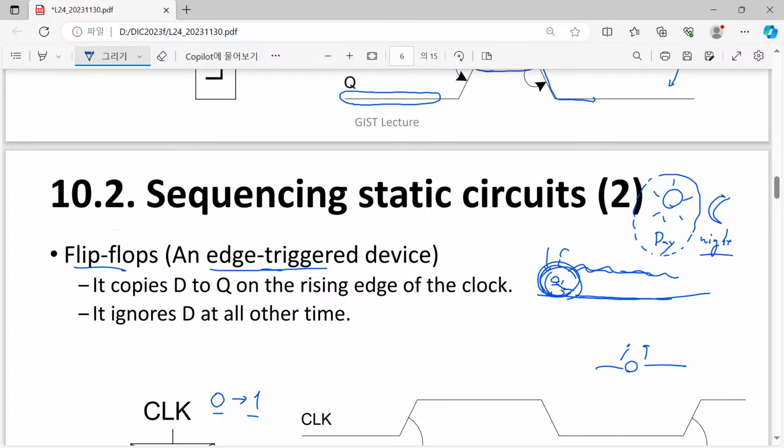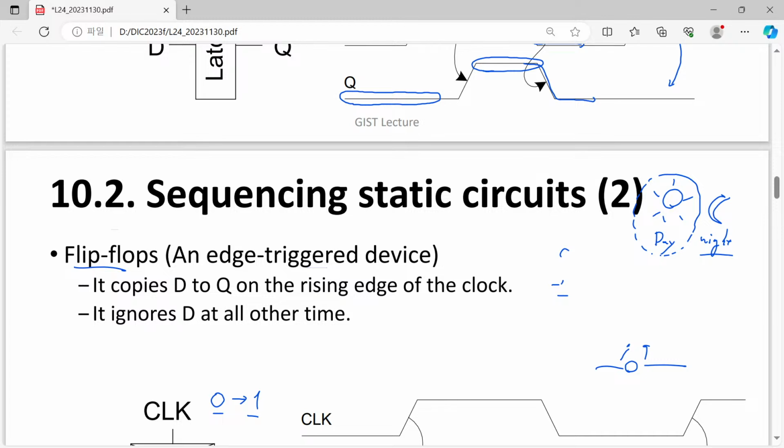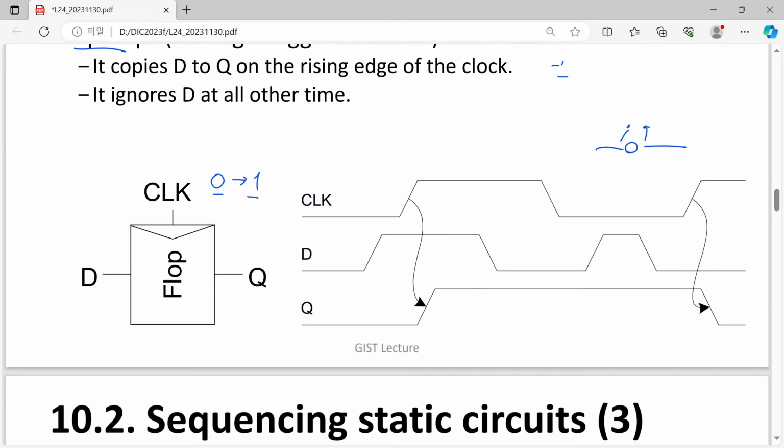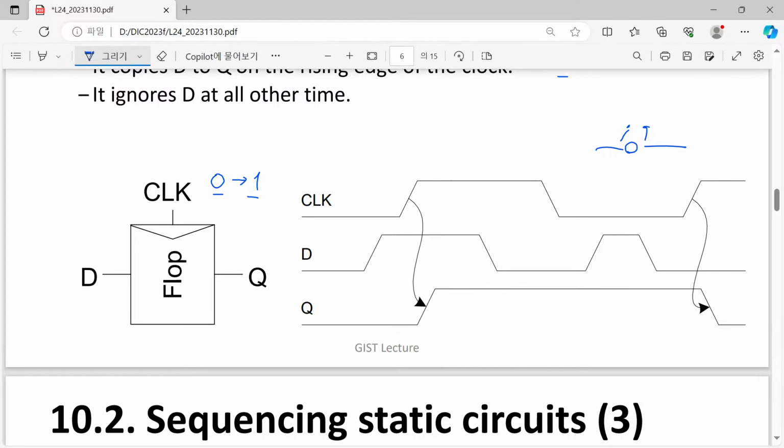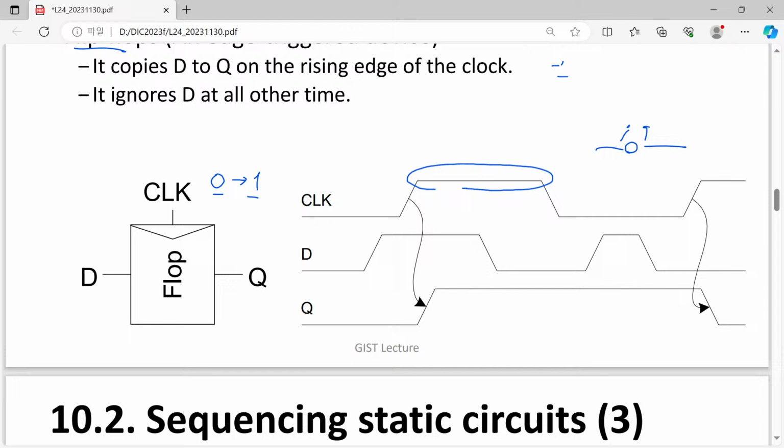So now, if you understand this one, then let's have a look at this diagram. Previously, if this is the clock connected to the latch, then this time scale will be the active one for our latch operation. However, instead of that, if this is connected to the flip-flop, then only this edge is important.